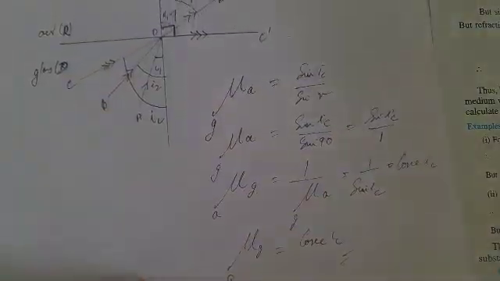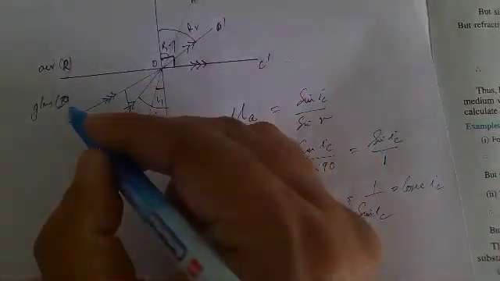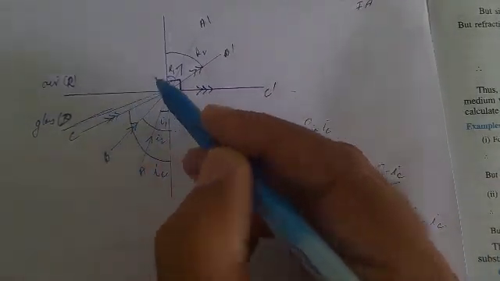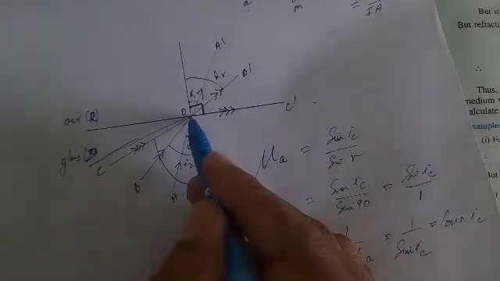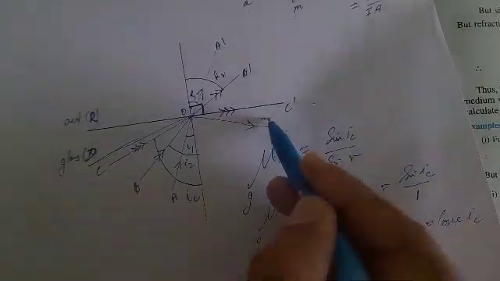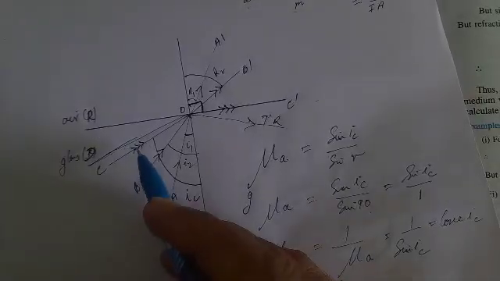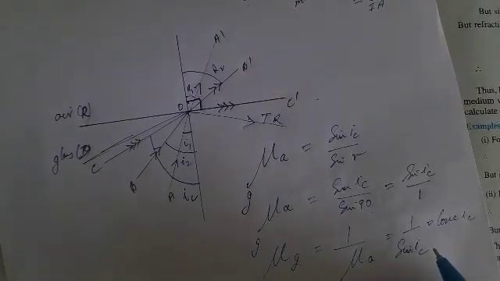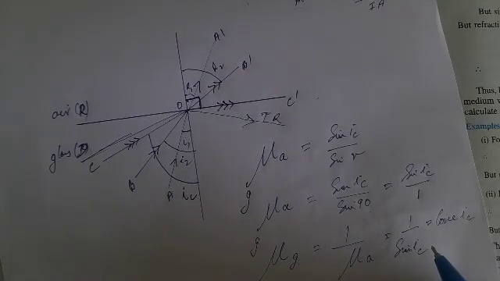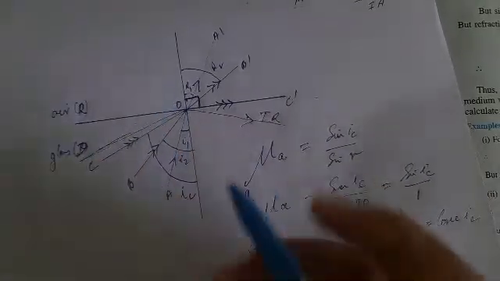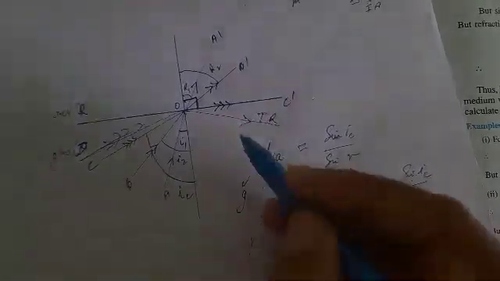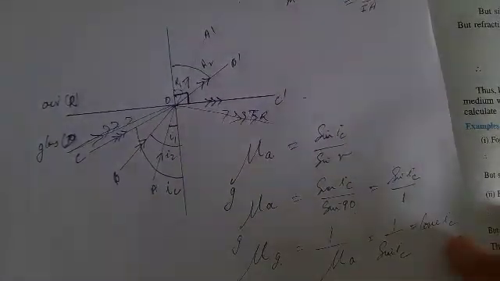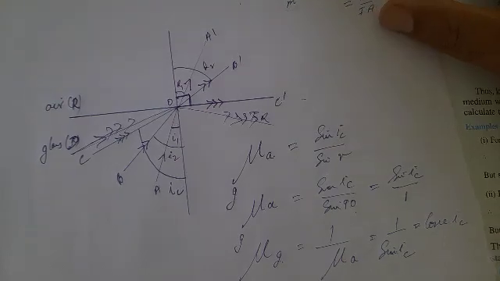What happens when I go beyond this critical angle? When I go beyond this critical angle, we don't have refraction anymore. We have total internal reflection. Till the critical angle, there is refraction, and at the critical angle the angle of refraction is 90. But when I go beyond the critical angle, I get total internal reflection, no more refraction.